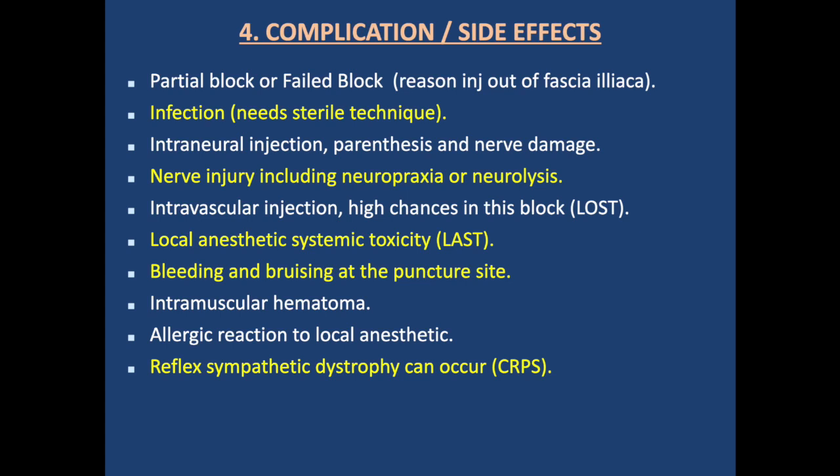Intravascular injection, there are high chances in this block. In this situation, either the drug is lost in the vein or artery and we don't see the spread of drug under ultrasound. In the second situation, drug can go into vein and cause local anesthetic systemic toxicity. Bleeding and bruising at the puncture site can occur. It can go into iliacus muscle and it can cause intramuscular hematoma. Allergic reaction to local anesthetic can occur. Reflex sympathetic dystrophy can occur when we irritate the nerve or puncture the femoral nerve.